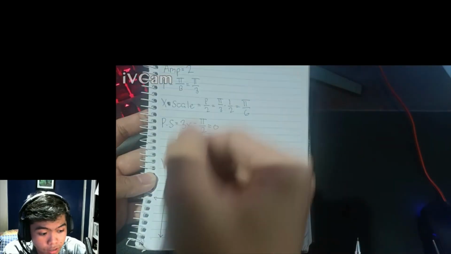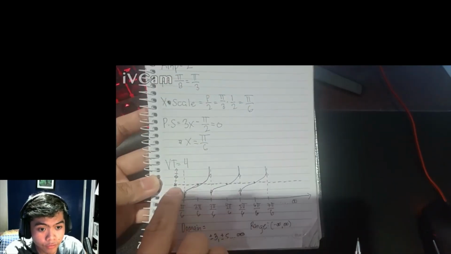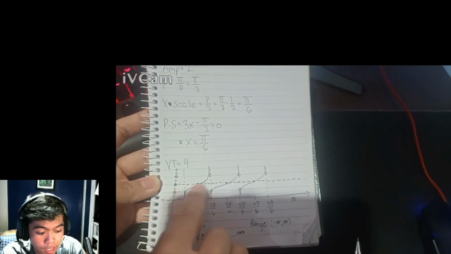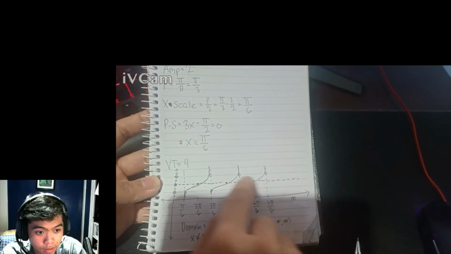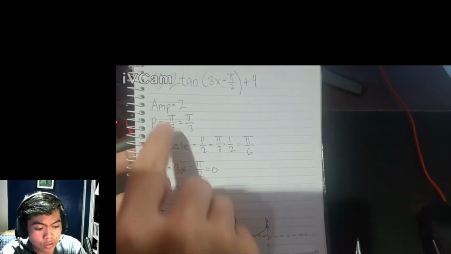But we will not start at 0, 0. We will go up 4 steps because of the vertical shift. So we will start at 4, pi over 6. So this is where we'll start. This is what the dashed line represents, right? That's the dashed line. Next, there's amplitude 2.